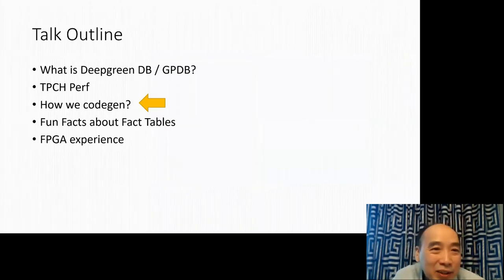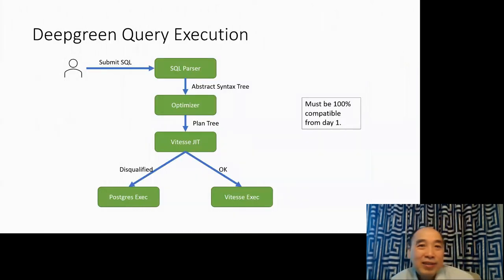So how do we code gen? We wanted to maintain 100% compatibility. If you build a database from the ground up, there's no way you can build everything on day one. So we use the regular Greenplum or Postgres code as backup. You submit a query, it goes to the Postgres SQL parser, it generates the AST, it optimizes it, and then it gives you the plan tree. And you feed the plan tree to Vitesse JIT.